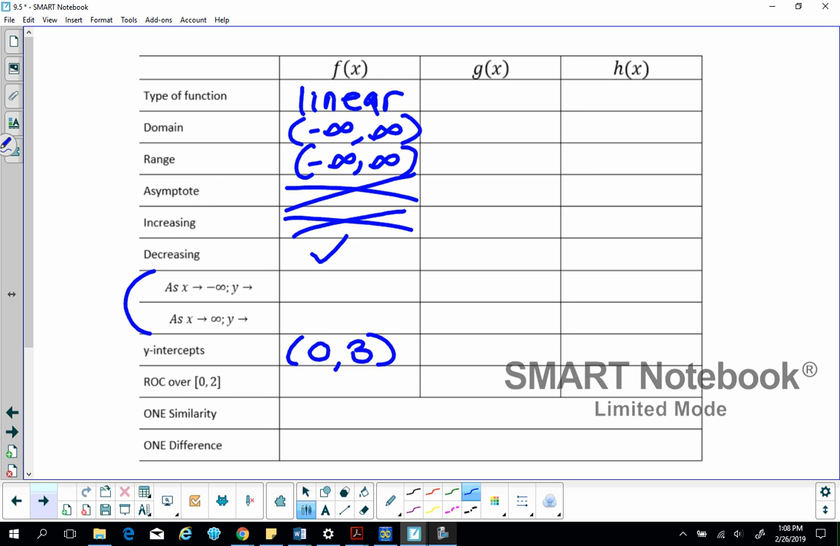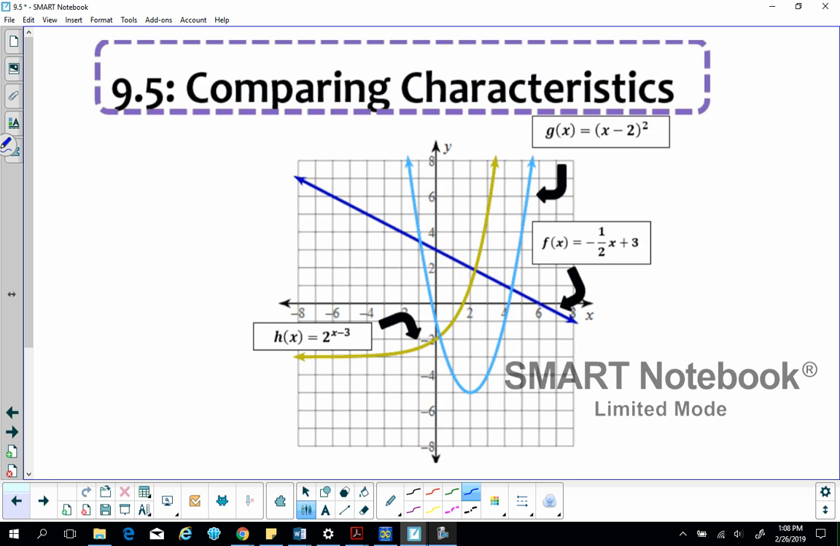Now, this is what everyone was struggling with. The rate of change for linear is always constant, right? So what's the slope?